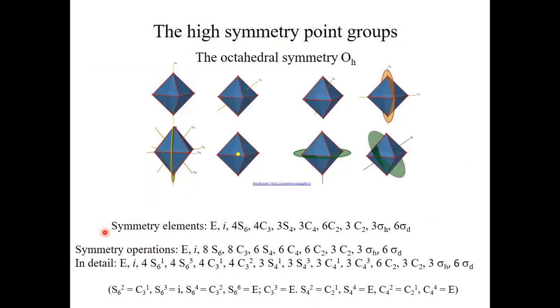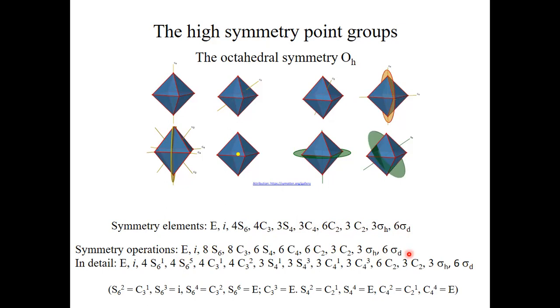So now we have considered all the symmetry elements and all the symmetry operations that we have in the octahedral point group. Okay. So we have the identity, an inversion, we have 4 S6, we have 4 C3, we have 3 S4, we have 3 C4, we have 6 C2, 3 C2, 3 sigma h, and 6 sigma d. And you see again here listed all the associated symmetry operations. Okay, so this is just a summary of what we just worked out.